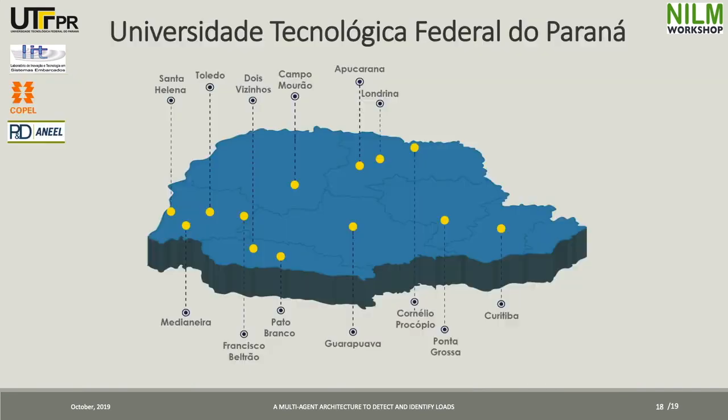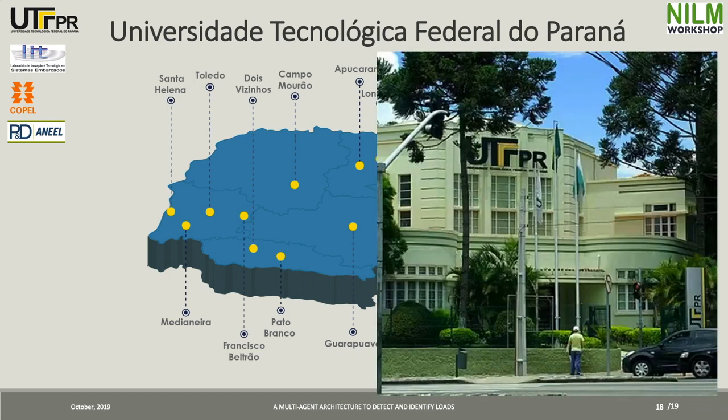We all come from a university in the south of Brazil, in a state called Paraná. So up there you see the name of the university, which would translate to English as the Federal Technological University of the state of Paraná. And it has 13 campuses all over the state. And this is the main building, the administrative building in the capital city of Curitiba.